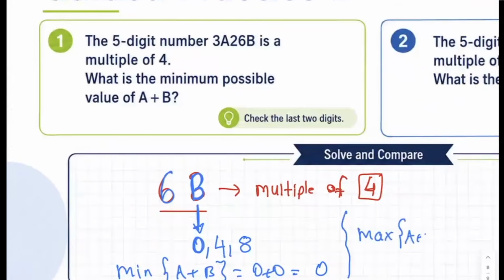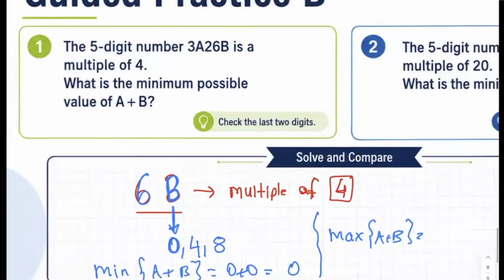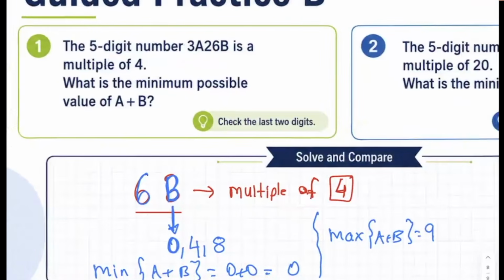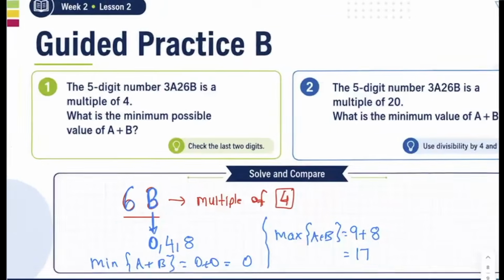Maximum of A and B. Yeah, A could be anything, right? A could be 9, like B could be 8, right? Then therefore the maximum value would be 17, right? Good problem solving. That's nice. Good job. Well, let's do another interesting one.